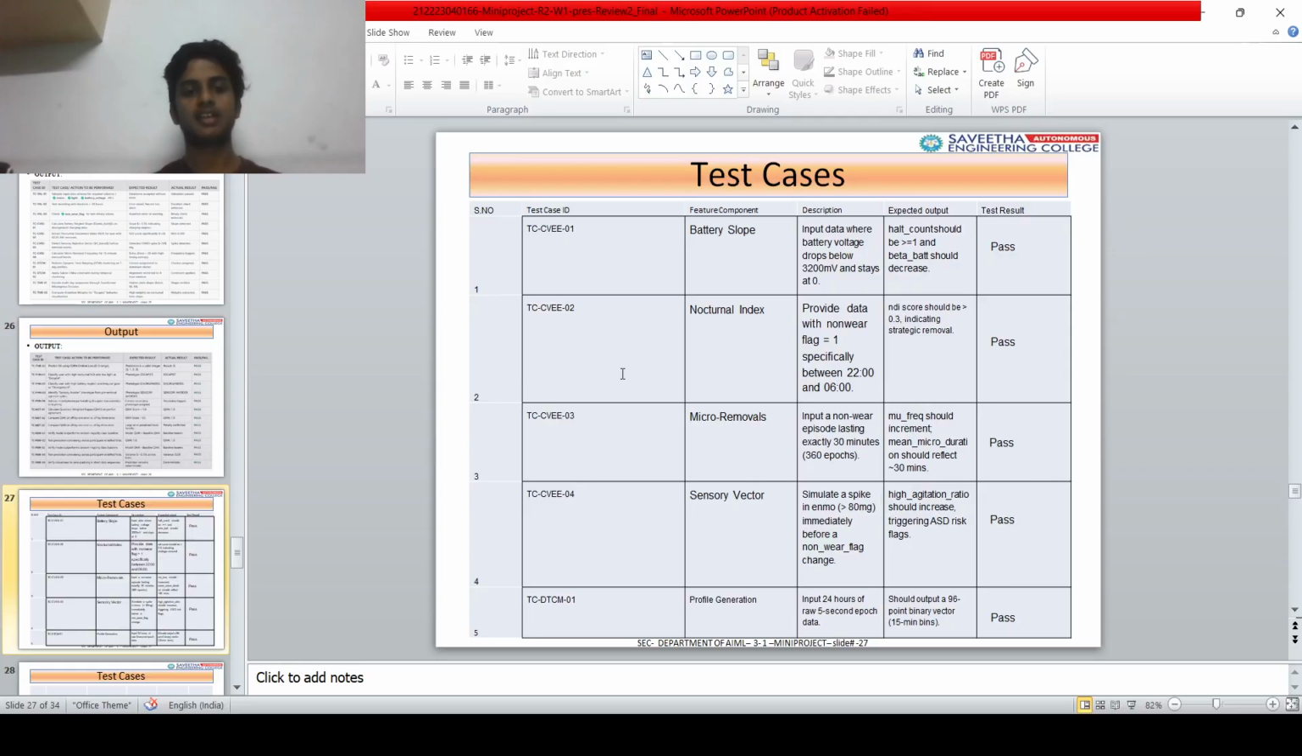Multiple test cases are designed. Normal, moderate and severe behaviors are tested. Boundary cases are also included. System stability is verified. Accuracy across all the scenarios is ensured.